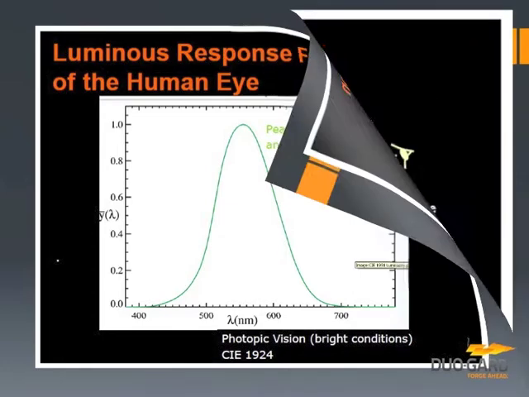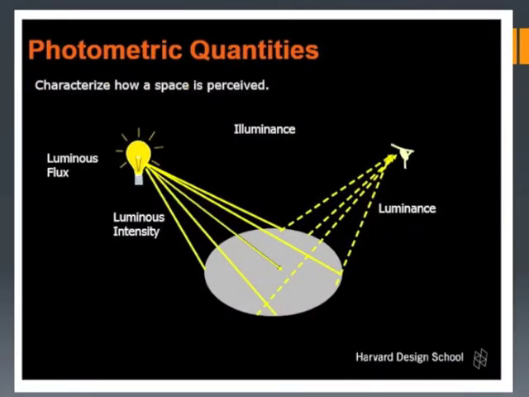the human eye. When we're talking about the photometric properties of light, we're talking about luminous flux, which is the source of light, and the luminous intensity of the light is how it travels through the air. And when it hits a surface, we're talking about illuminance. And then when it's reflected back to the eye, then we're talking about luminance.